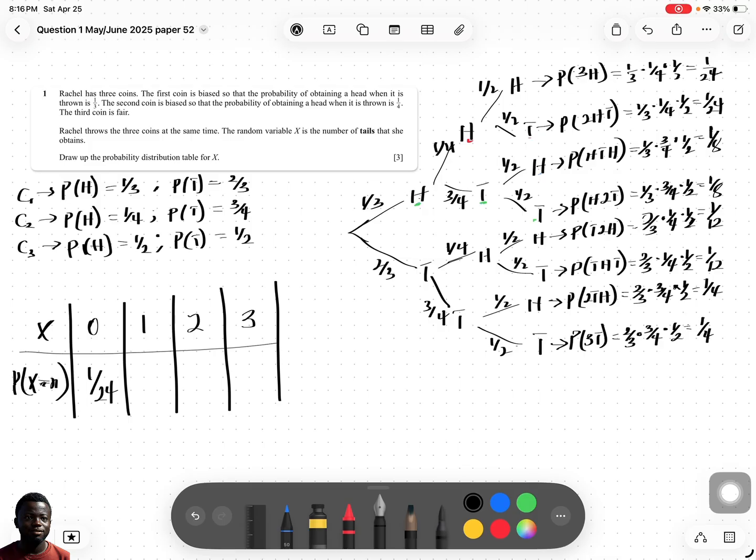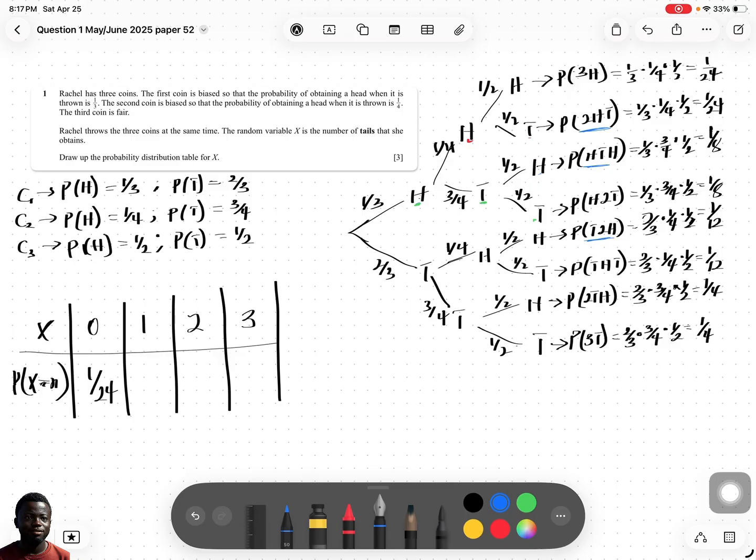Now when x is equal to 1, it means we're talking about 1 tail, right? And when you look at our tree diagram, we can find this one where t is 1. We can also see this one where t is 1. We can also see this one where t is 1, right? So we have 3 different cases where we get 1 for t. So we have to add the corresponding probabilities for these 3 cases. Then we put that under x is equal to 1.